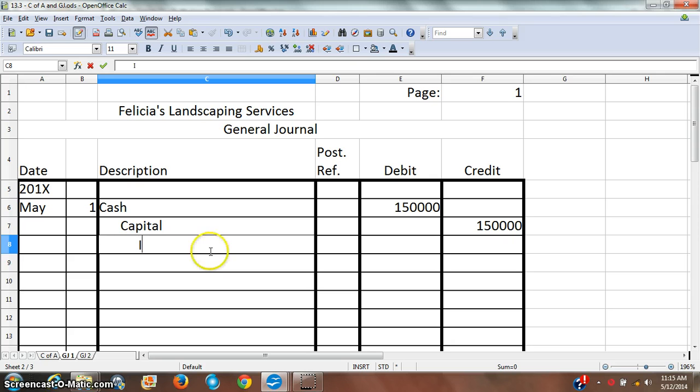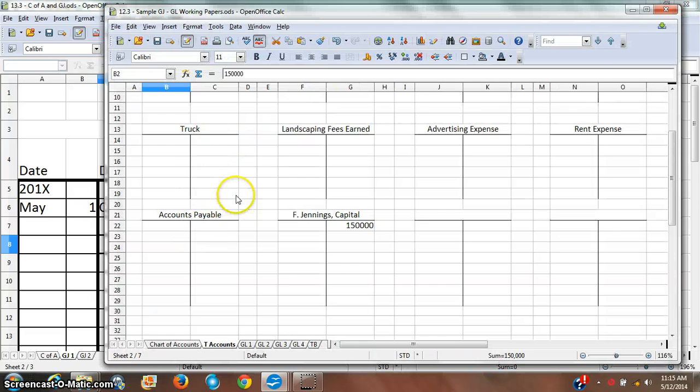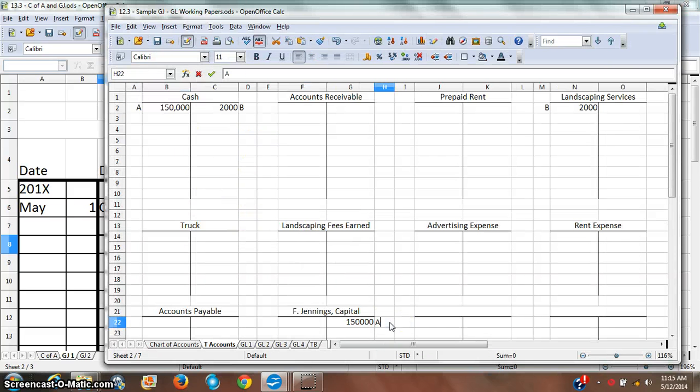So now, in this third line, I'm going to put a description of the transaction. Initial investment in business. This line here is not as specific as previous lines. I just need to describe what happened. So there's that first transaction. Here's transaction A. I'm going to do transaction B.